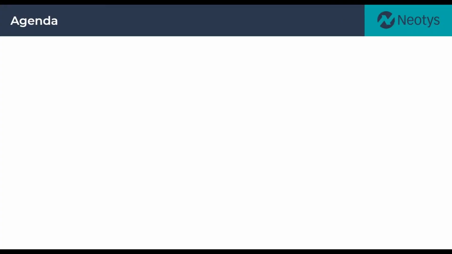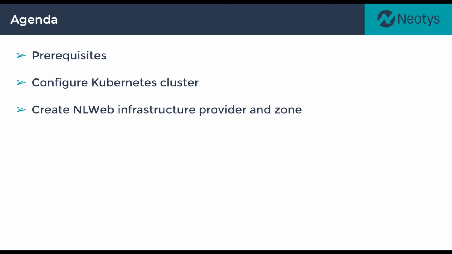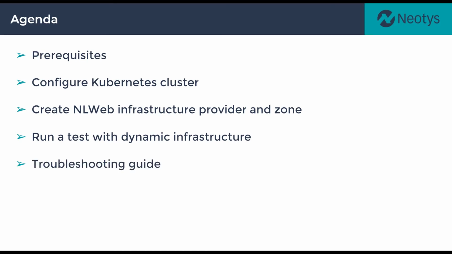Agenda for the demo. So first, we'll check the prerequisites in terms of version and the command line tool we'll use. Then we'll configure the Kubernetes cluster to create namespace, role, and service account. On NeoLoad Web side, we'll create the Kubernetes infrastructure provider and a new zone based on that provider. Then we'll run a test from NeoLoad Web with that new zone. And finally, I'll give you some advice on how to troubleshoot issues you may have with the deployment.